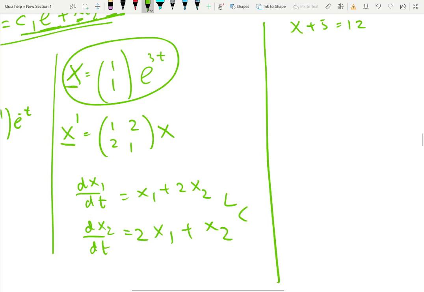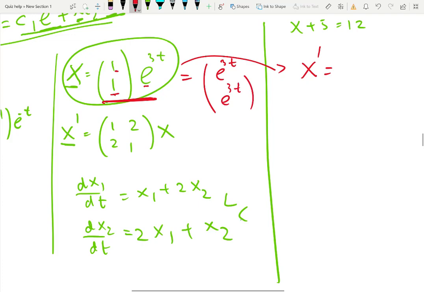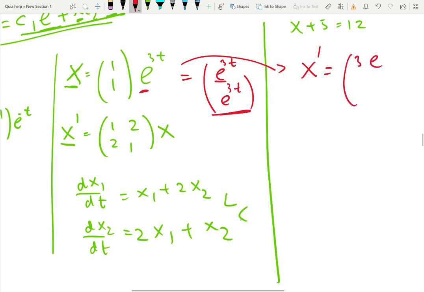So what is X prime given X? Well, X prime from this X, you have to differentiate that X with respect to time. So this vector can be written as 1 times e^(3t), 1 times e^(3t). I multiply each term of this vector by the outside function. I can do that. So let's take the derivative here. The derivative of e^(3t) is 3e^(3t). Here the derivative of e^(3t) is 3e^(3t). So yes, you can take the derivative row by row in a vector, okay? No problem, you can take them separately. Alright, so that's the left hand side.